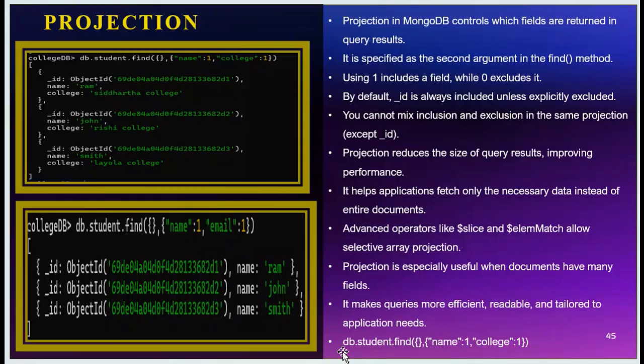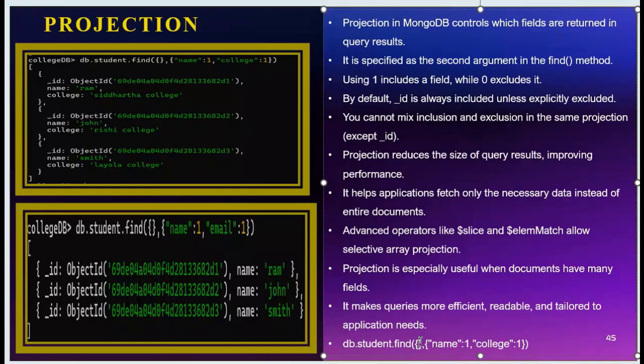So we have the syntax db.student.find. Here we have curly braces, which include all fields, matching all fields. Name is defined as 1 and college is defined as 1. When we use 1, it includes the field. When we use 0, it excludes the field. Suppose you give 0 for the name, it excludes the field name.